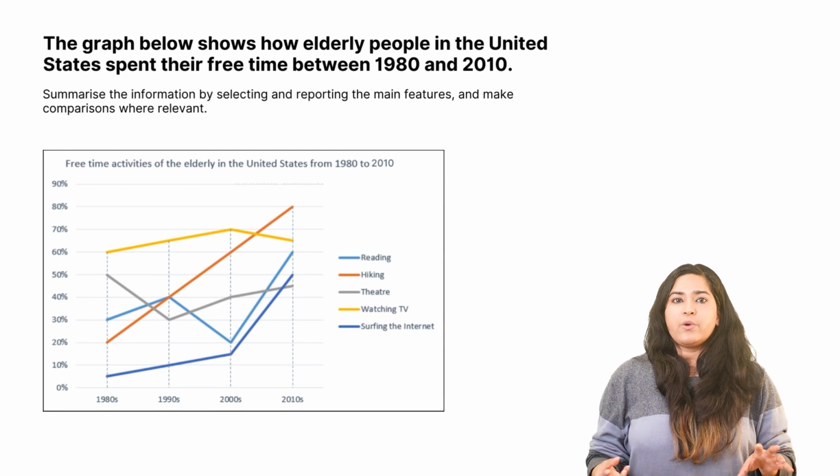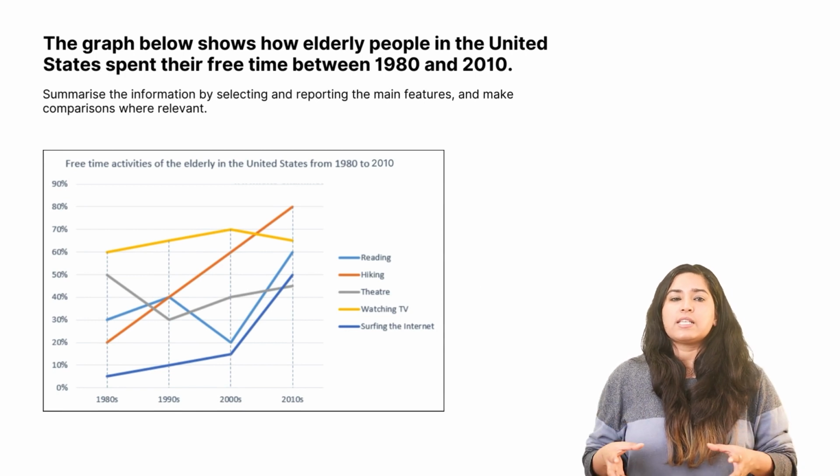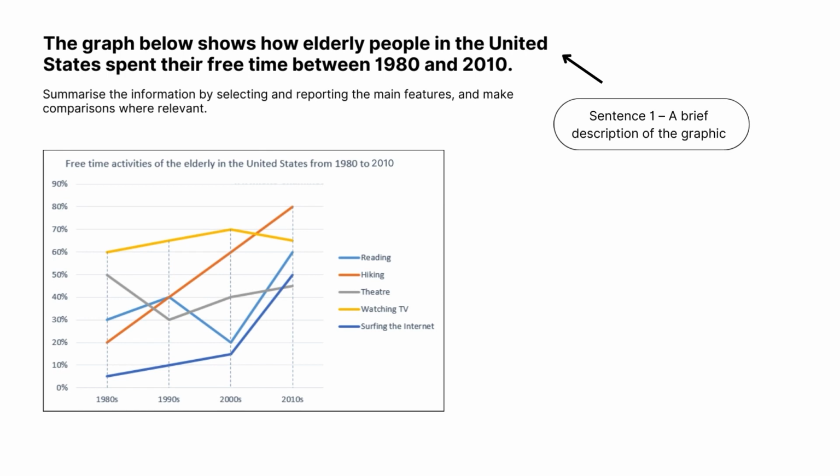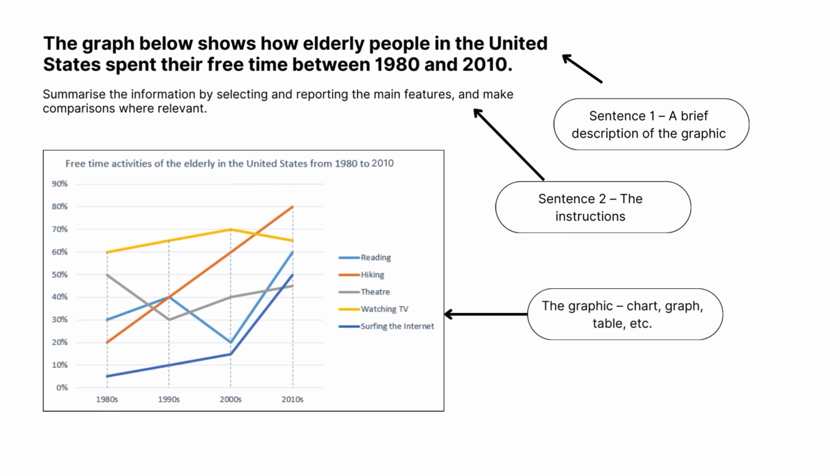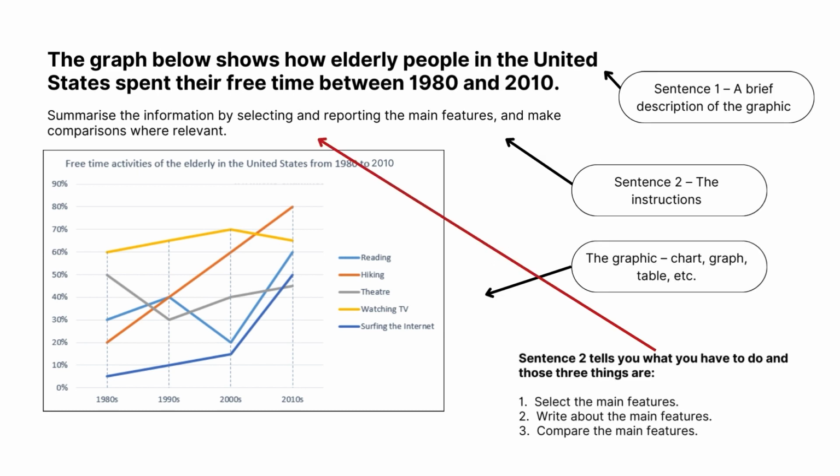Okay, so we know that every question consists of the first sentence, which is a brief description of the graphic, the second sentence, which are the instructions, and again, the graphic, which will be presented in chart, graph, or table format. This one is a line graph. Now, sentence 2 tells you what you have to do, and those are 3 things, which are select the main features, write about the main features, and compare the main features.